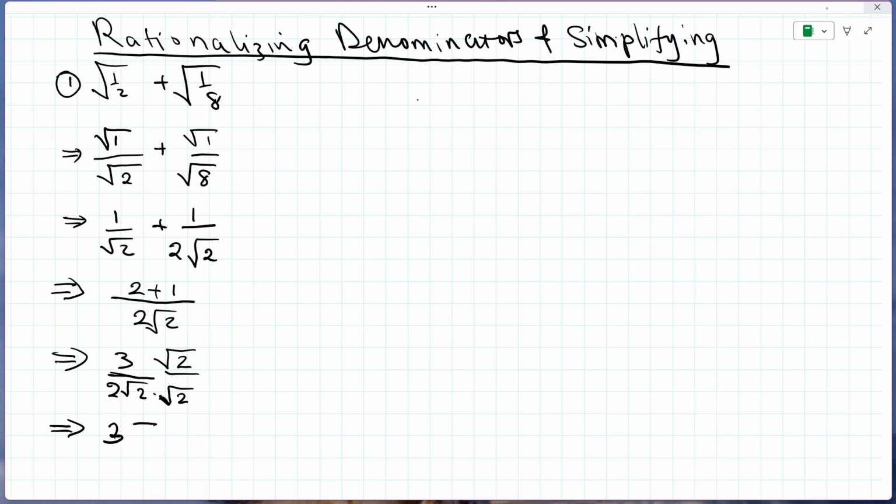And then this expression becomes 3 times root 2, so it's 3 root 2 over 2 times root 2 times root 2, which is 4. 2 times 2, which will give us 4. And that becomes our final answer of having rationalized the denominator and simplifying the expression. So the denominator doesn't have any root signs.